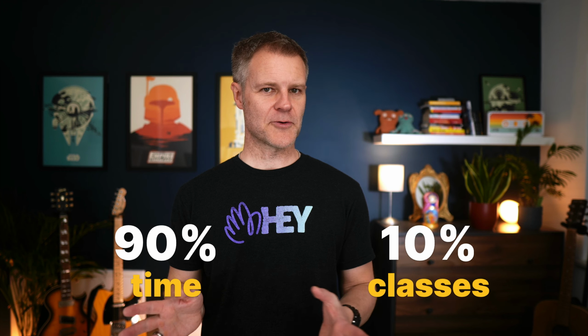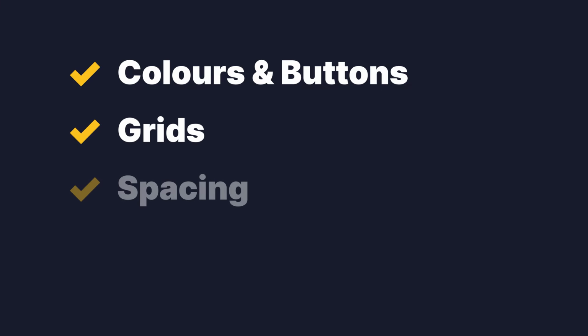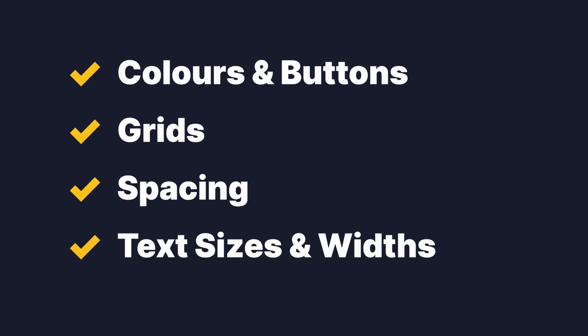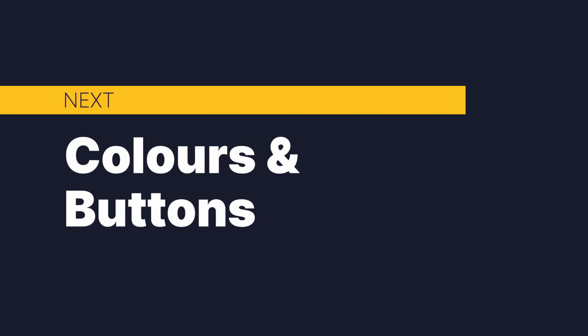They are classes for colors and buttons, which we'll cover in the next lesson, grids, which is the lesson after that, then spacing classes, and then text size and width classes. And what we're going to do is just build the rest of the page and we'll learn about these classes as we go along. So next, we'll carry on building the page using color and button classes.